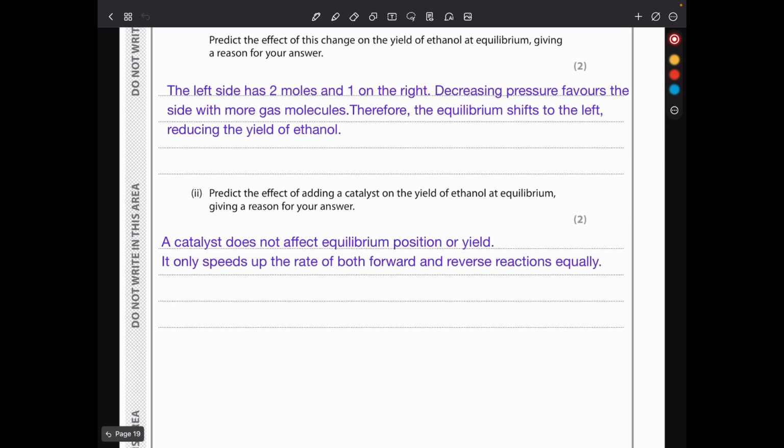Then predict the effect of adding a catalyst on the yield of ethanol at equilibrium, giving the reason for your answer. A catalyst has no effect because it's going to speed up the forward and backward reaction at the same rate. So I said it does not affect the equilibrium position or yield. It only speeds up the rate of both the forward and the reverse reaction equally.